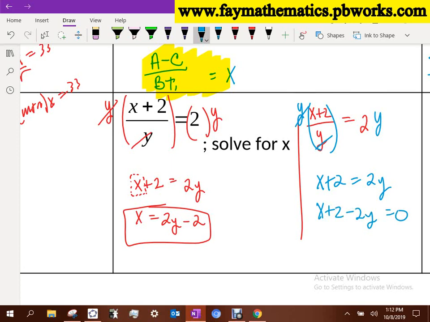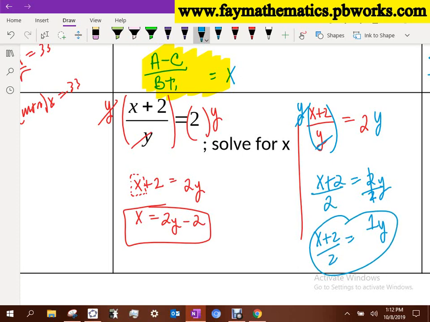No. Minus 2. I want to divide by 2. Because remember, when we say we want to get the y by itself, we want this to become a 1y, right? I'm going to divide this by 2, and those are going to cancel. If I divide the right-hand side by 2, I have to divide the left-hand side by 2. So you get x plus 2 over 2 is equal to 1y. That's fine.